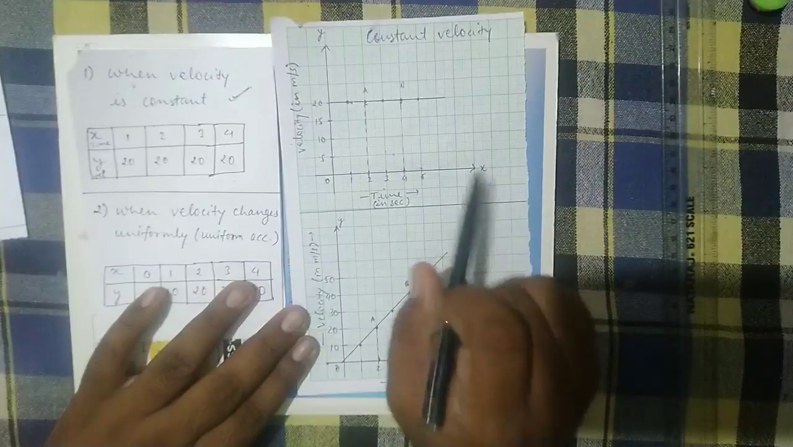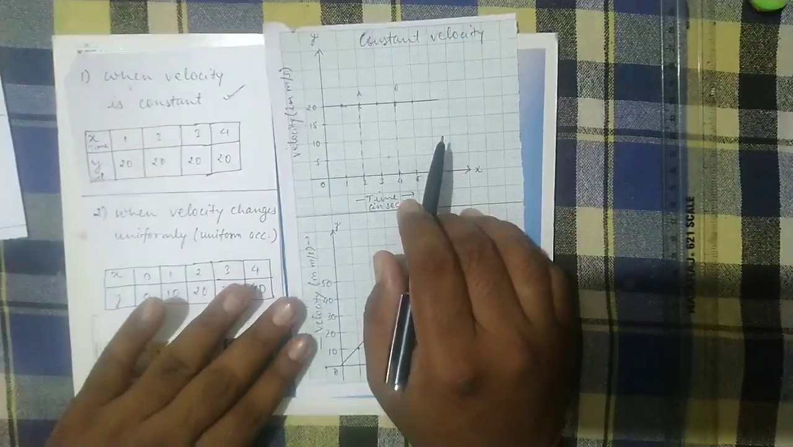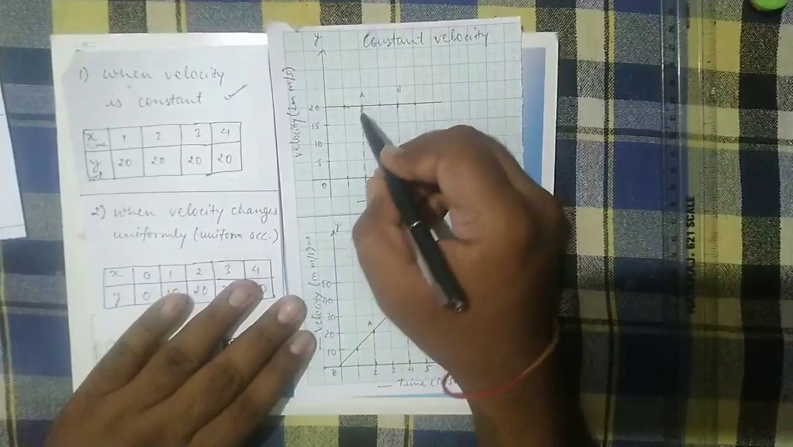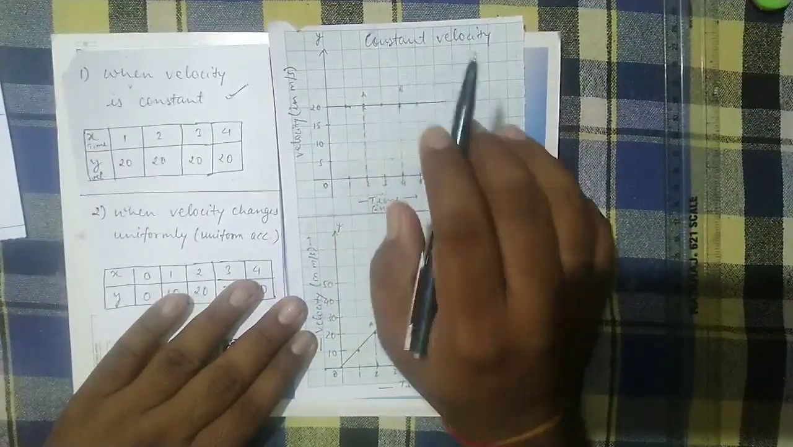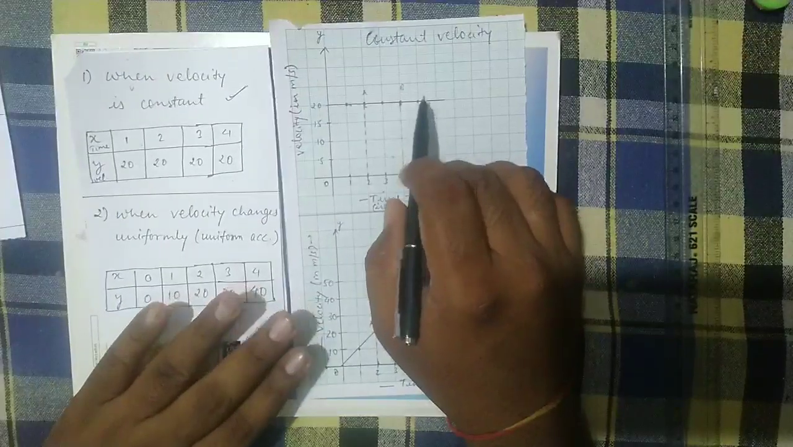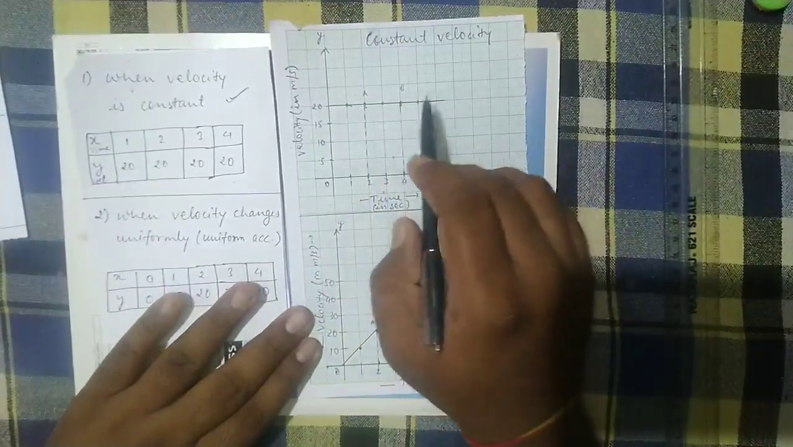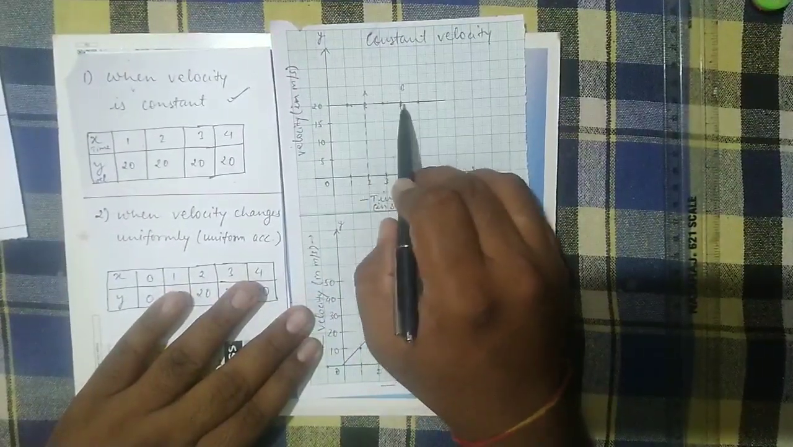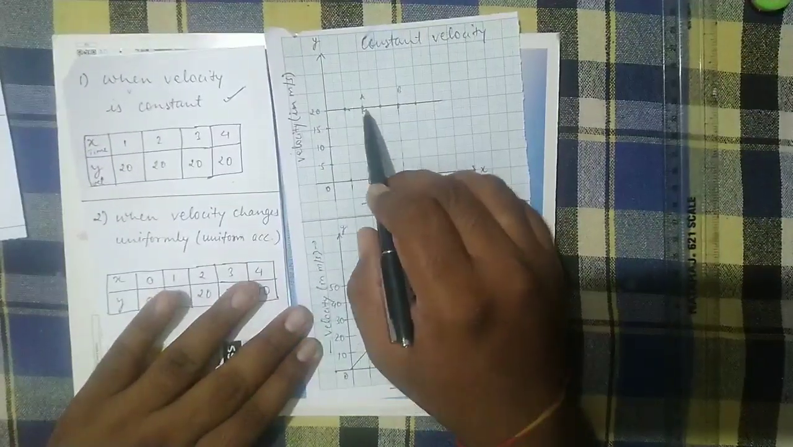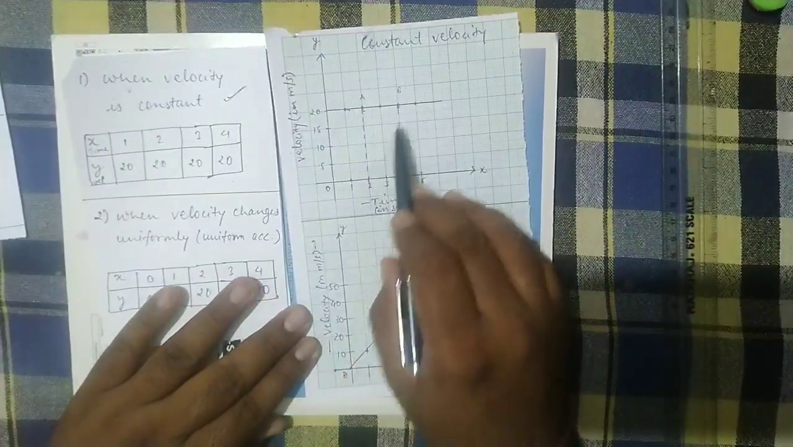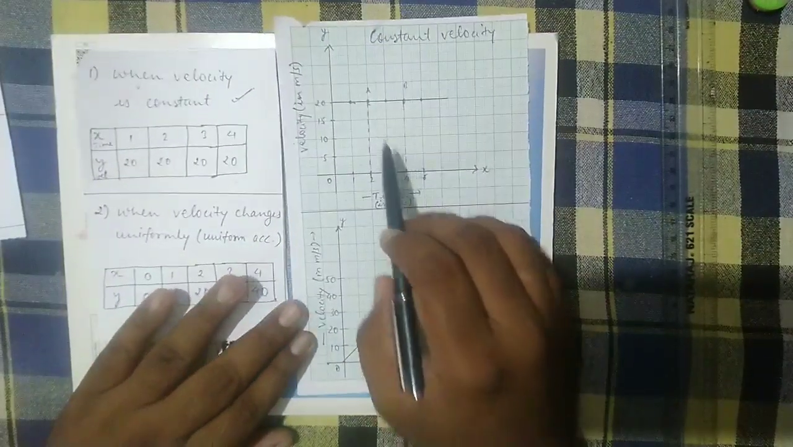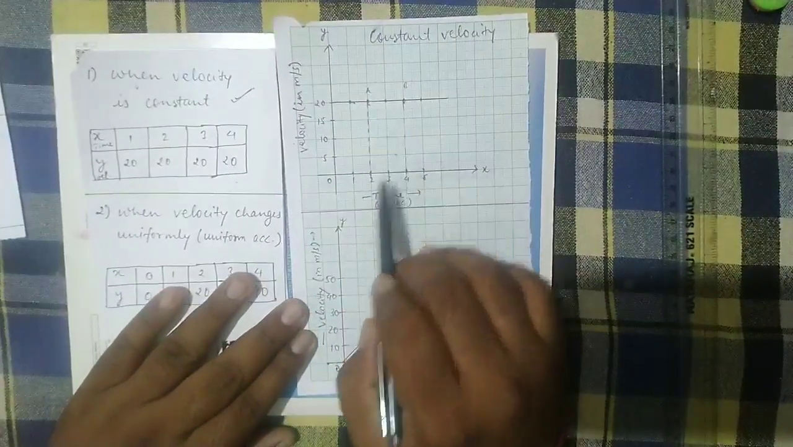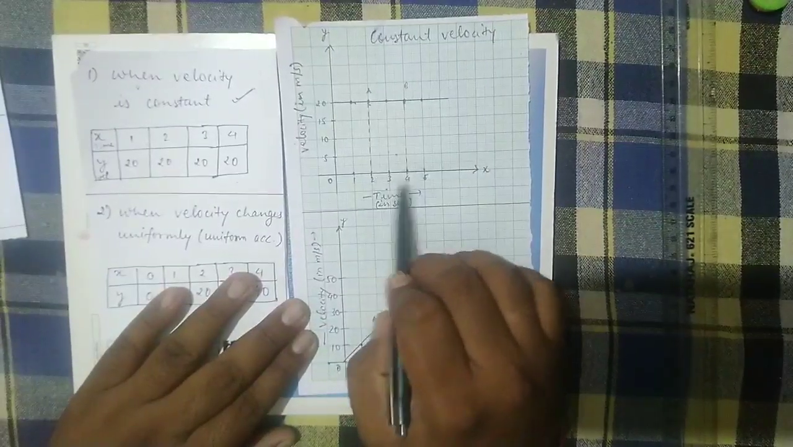So how to prove? We will take any two random points. Suppose I am taking this point as A and this point as B. You can take any two points. Now I am drawing a perpendicular line here and here. When I draw a perpendicular line, I get the time for each point.